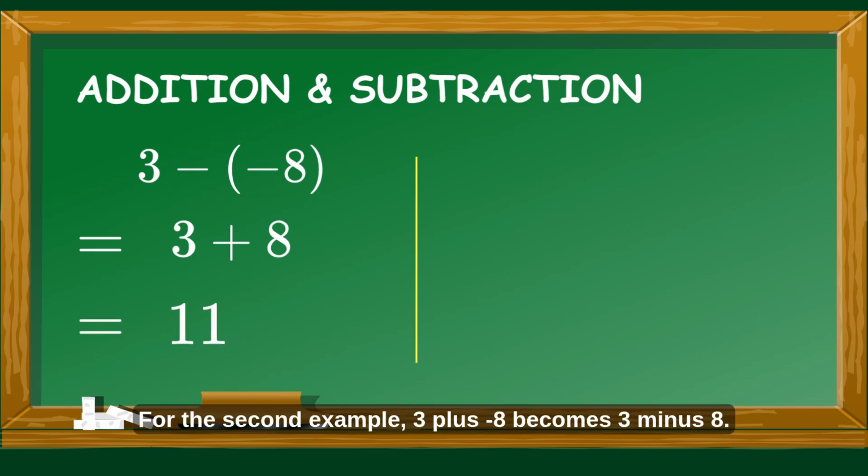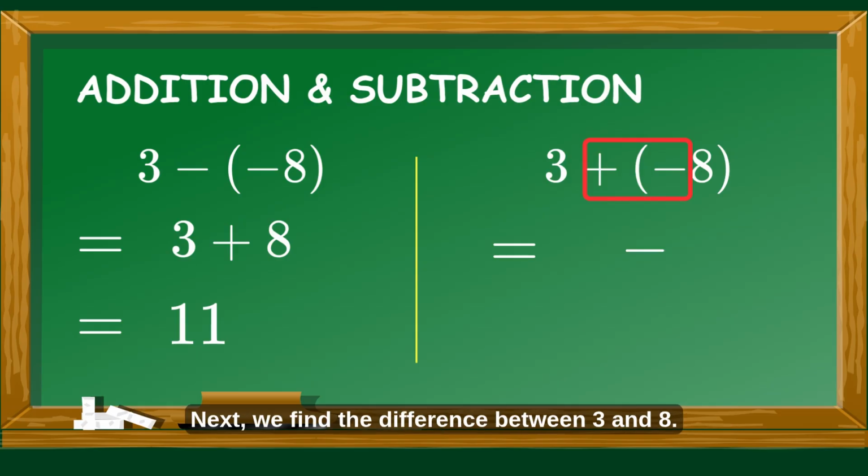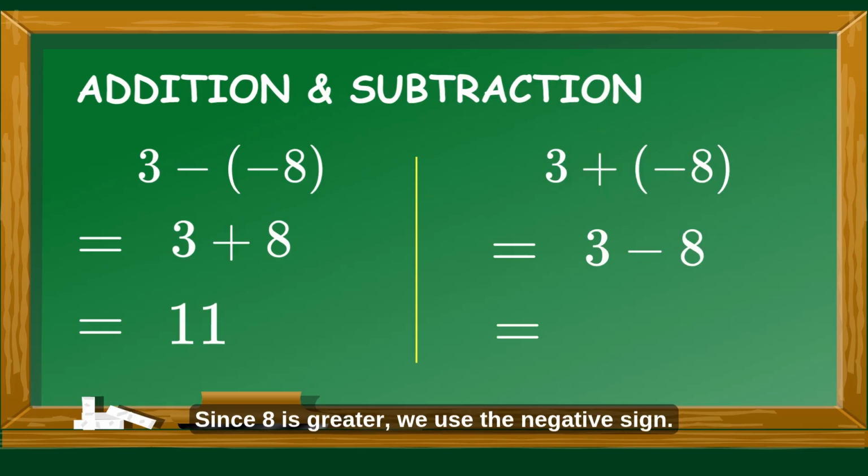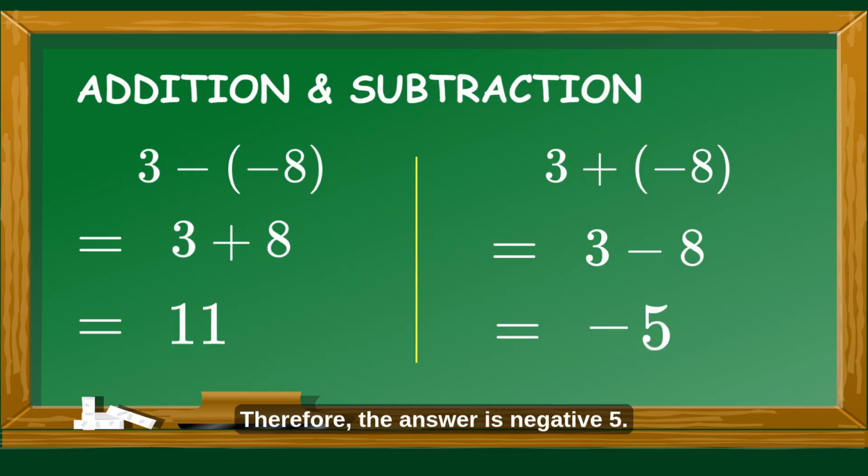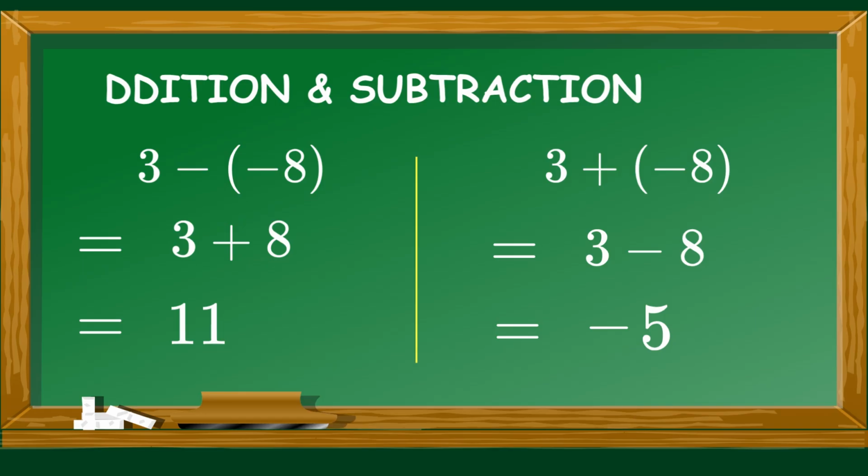For the second example, 3 plus -8 becomes 3 minus 8. Next, we find the difference between 3 and 8. Since 8 is greater, we use the negative sign. The difference between 8 and 3 is 5. Therefore, the answer is -5.